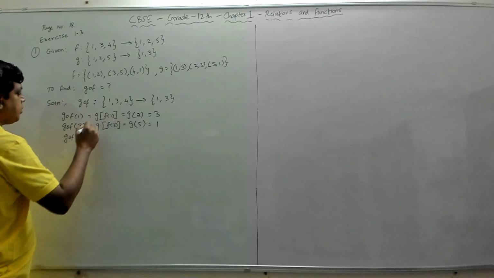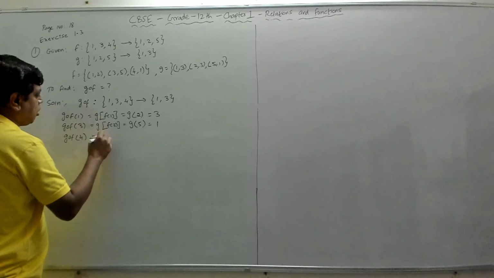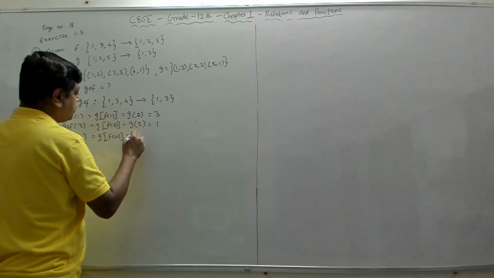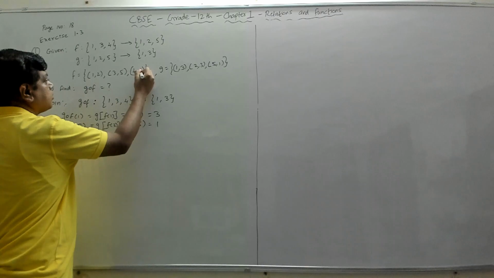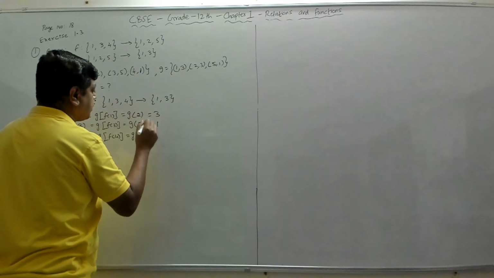So similarly, g of f of the last element 4. Right? So that is equal to g of f of 4. That is equal to g of, what is f of 4? 4 goes to 1. F of 4 is 1. So which is g of 1? And g of 1 is 1 goes to 3. So it is 3.